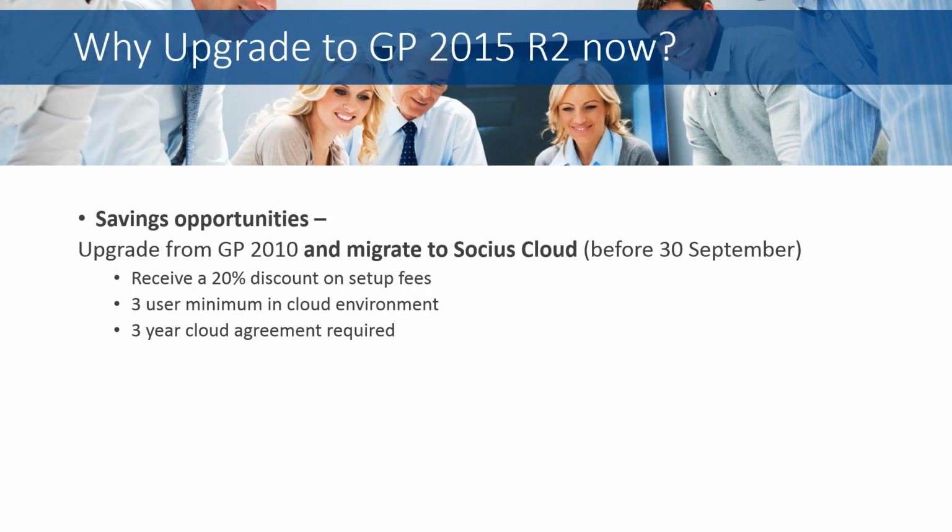Also, another thing to consider when you look at upgrading to GP 2015 is the savings opportunity. Upgrade from GP 2010 and migrate to the Socius Cloud on or before the 30th of September, and we have some cost savings opportunities for you. The first one, of course, is to receive a 20% discount on the setup fees. Also, we have a 3-user minimum in the cloud environment, and a 3-year cloud agreement is required.